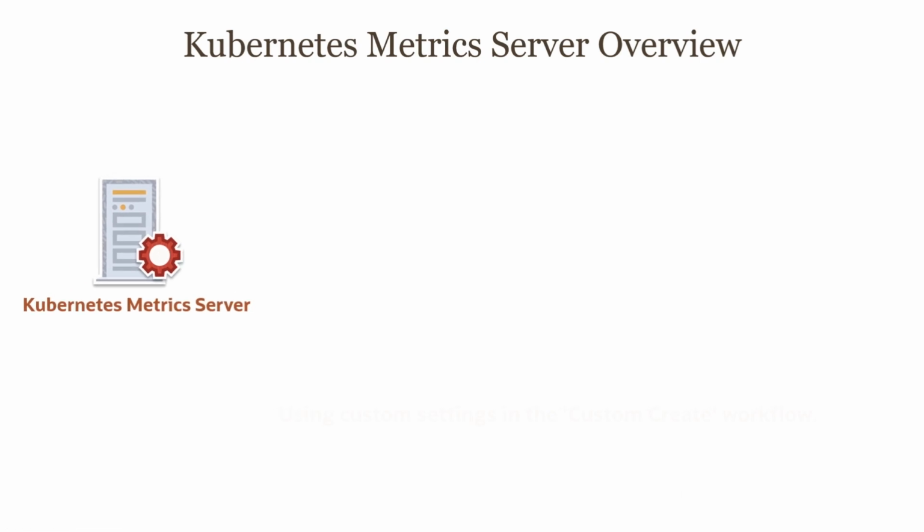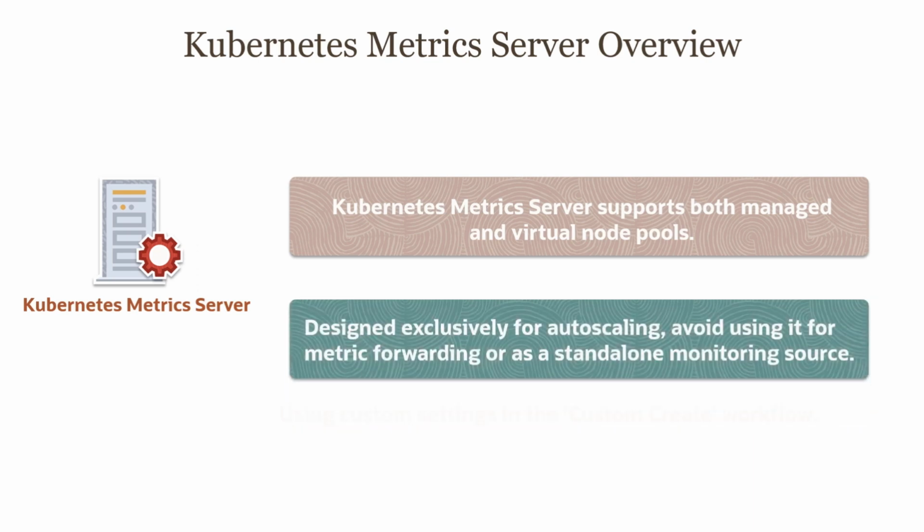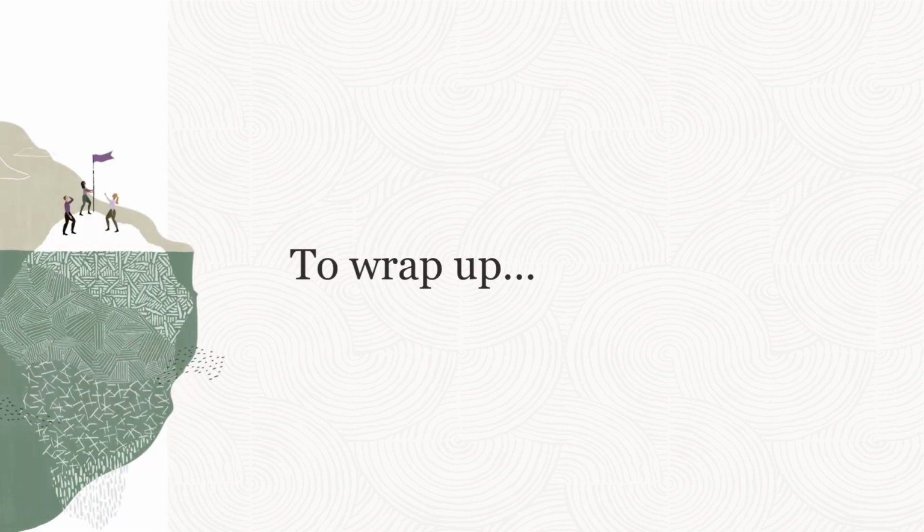Let's highlight two critical aspects of the Kubernetes metrics server. First, its versatility: it's compatible with both managed node pools and virtual node pools, offering you choices in deployment. Second, it's essential to understand that the metrics server is purpose-built for autoscaling. While it excels in this role, it's not recommended for forwarding metrics to monitoring solutions or serving as a standalone source for monitoring metrics. With this, we come to the end of this lesson where we quickly got an overview about the Kubernetes metrics server.